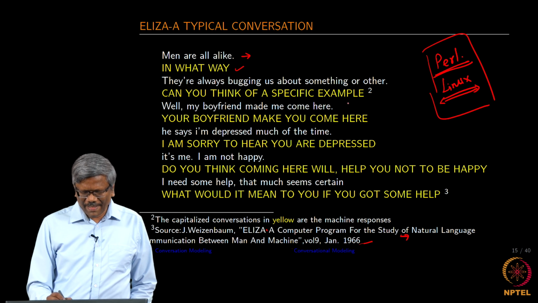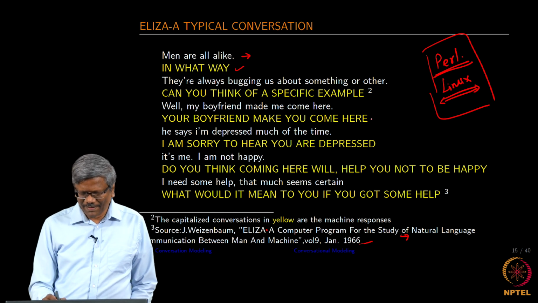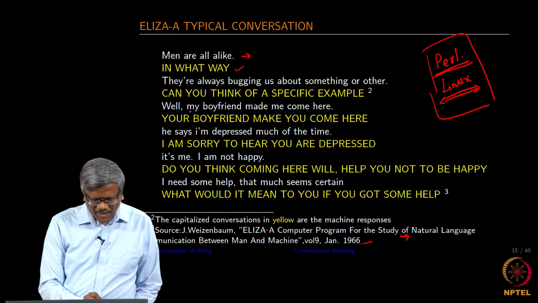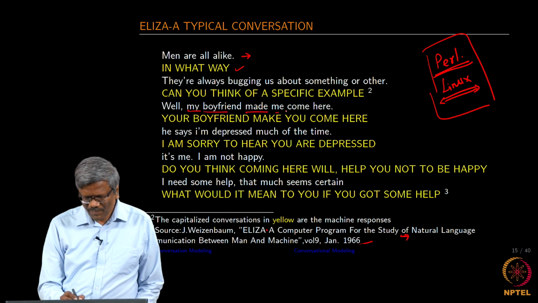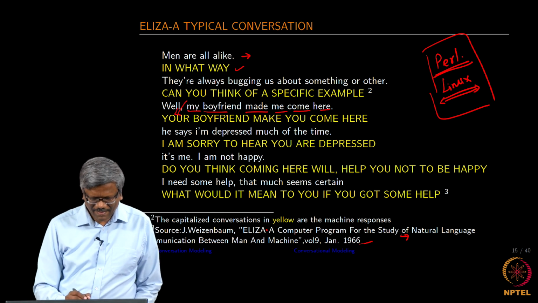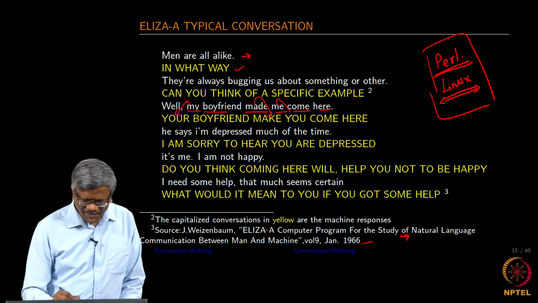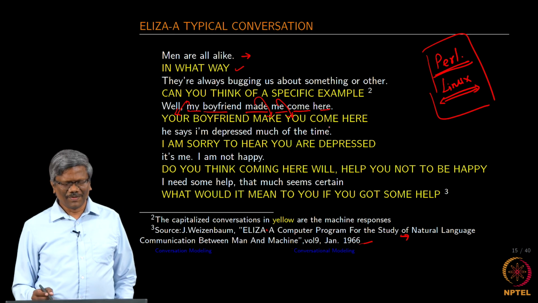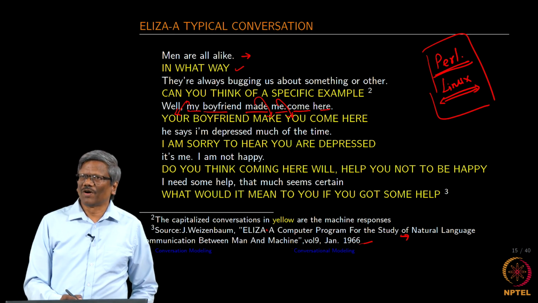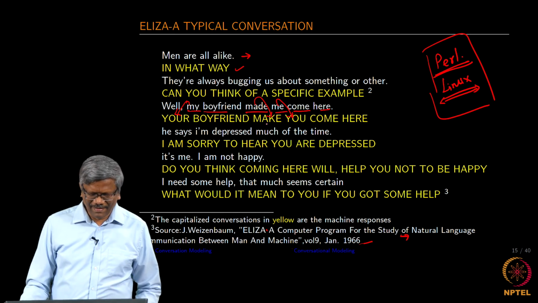"Well, my boyfriend made me come here." Now look at this sentence as modified by ELIZA: "Your boyfriend made you come here." You see the transformation here, right? The "my" is changed to "your", and "me" to "you" and so on. This is the kind of substitution and modification when it finds a keyword that is part of the ELIZA system.